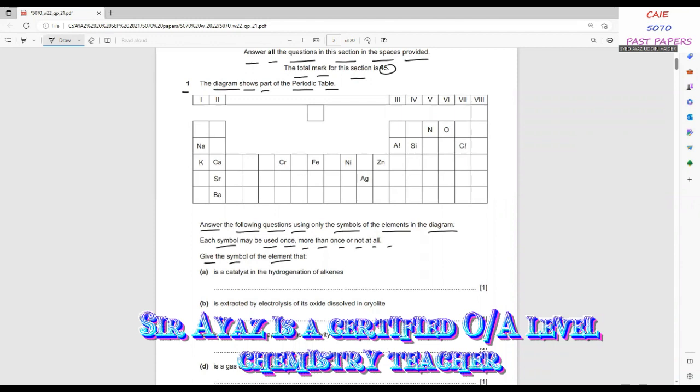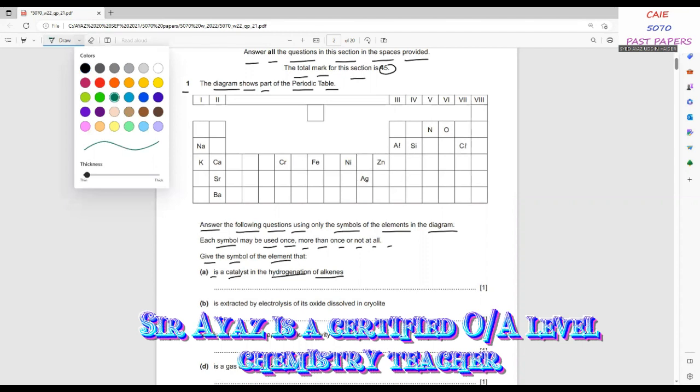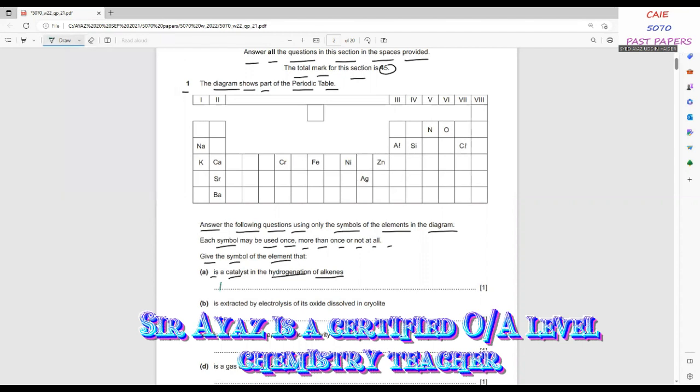Give the symbol of the element that is a catalyst in the hydrogenation of alkenes. You have only one element which is used as catalyst in the hydrogenation of alkenes, and that is nickel. So I will write Ni here.